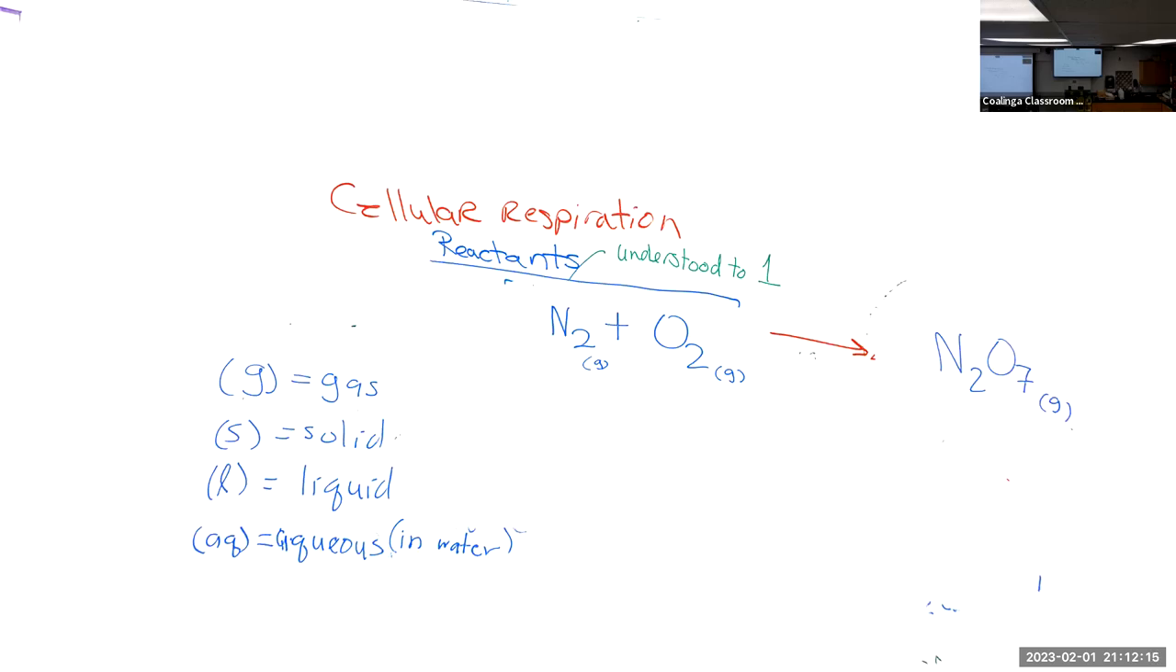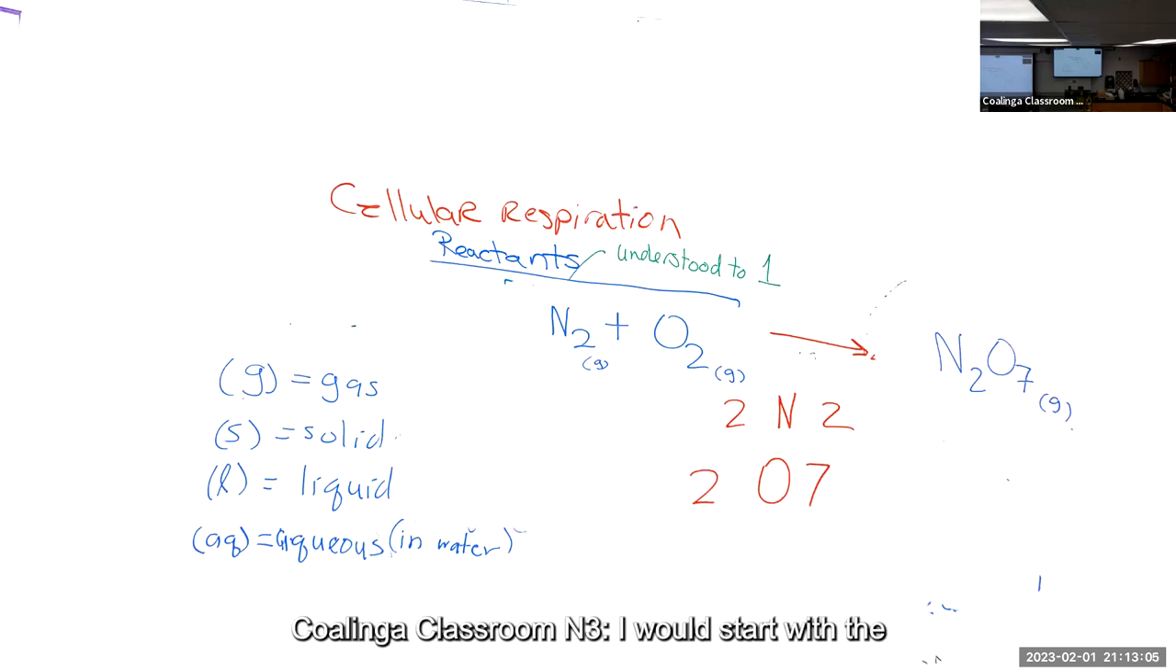Okay, first up, I write down the elements. What are my elements? Okay, nitrogen, oxygen. Okay, and then. Okay. So we're saying add two here, add two here. Okay. And then? I would start with the oxygen. Okay.